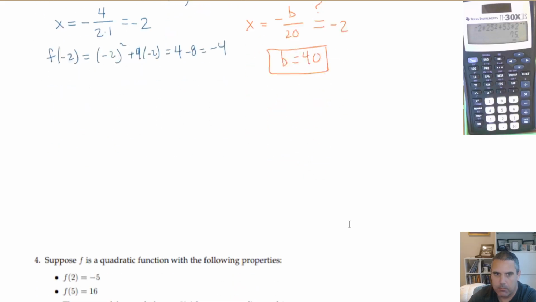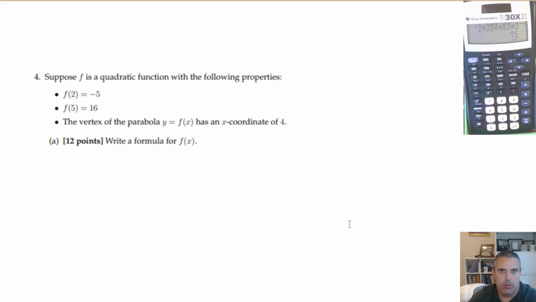Okay, let's keep going. Suppose f is a quadratic function with the following properties. When you plug in 2, you get negative 5. When you plug in 5, you get 16. The vertex has an x coordinate of 4. When you see something like this that says find a formula for the parabola, write down the general form. This is an overarching theme, which is if you don't know something, label your unknowns. This question is asking you to find what A, B, and C are.